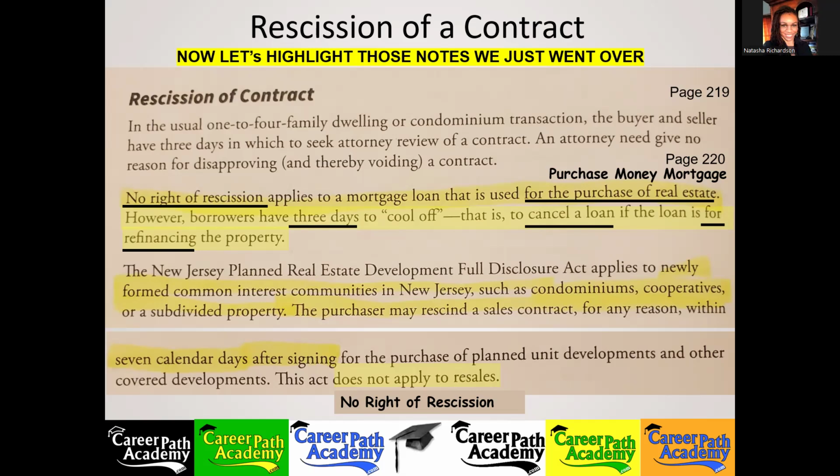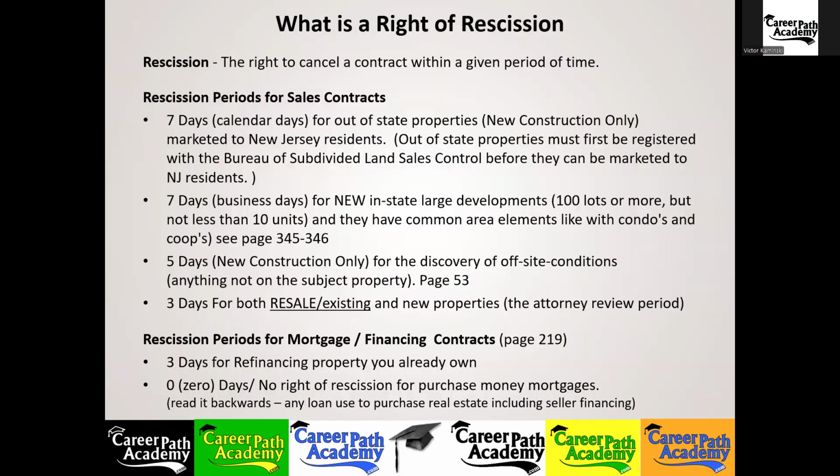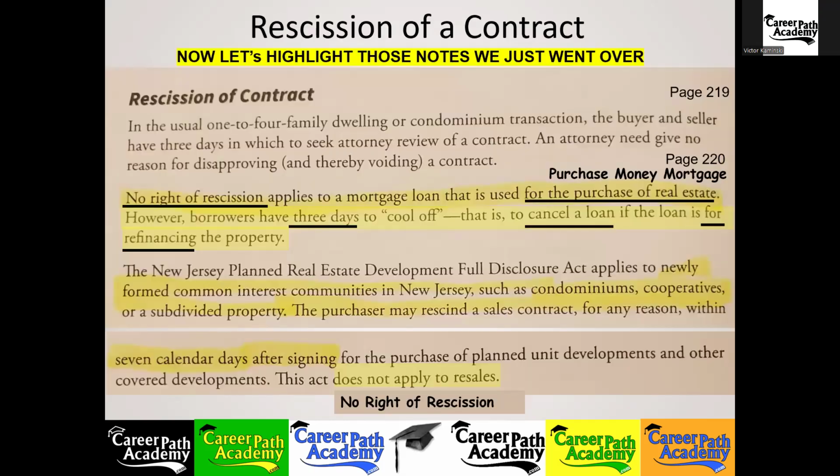7 calendar. Okay, got it. Either way, the previous slide that I had is probably easier to study from anyway. With this, just study your rights of rescission instead of the ones that are peppered all over, where you've got to read whole paragraphs to figure it out. I'm just giving you those in addition to the notes.